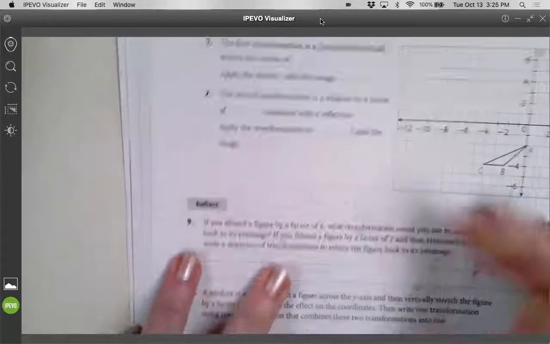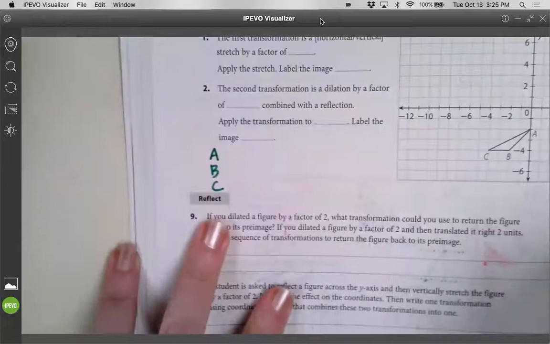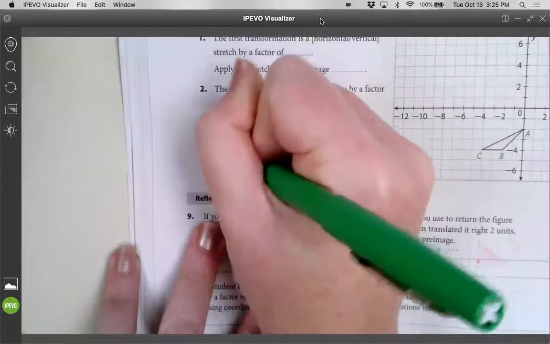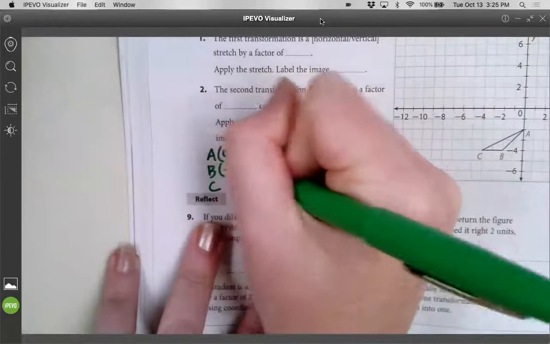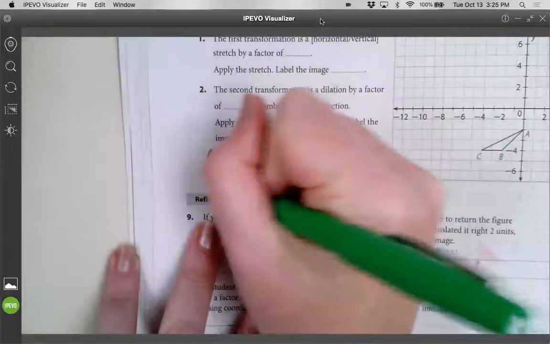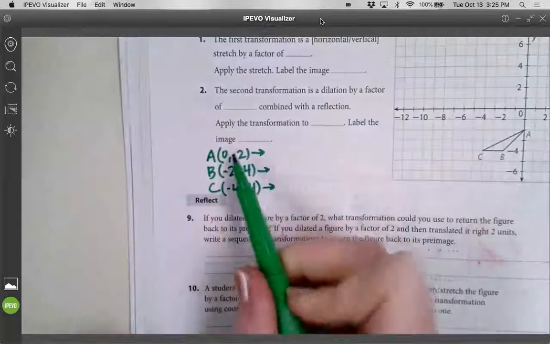So what I'm going to do to make this easier on myself is I'm going to go ahead and write A and B and C coordinates. So A is at 0, negative 2. B is at negative 2, negative 4. C is at negative 4. Then these are our X comma Y numbers.